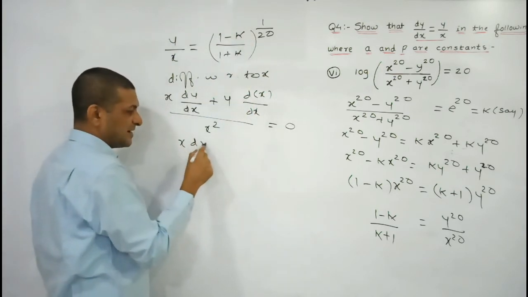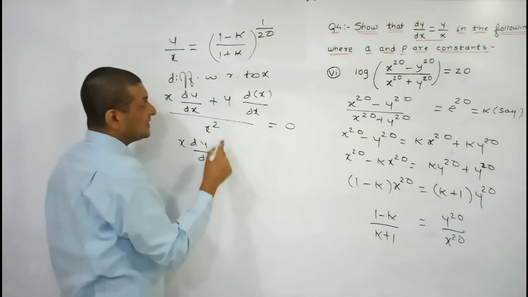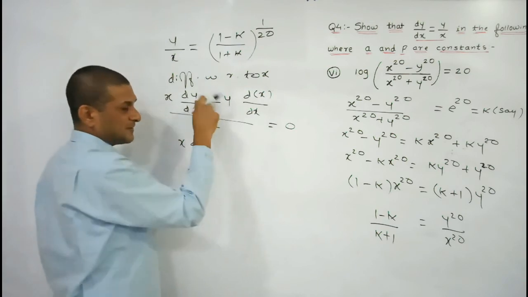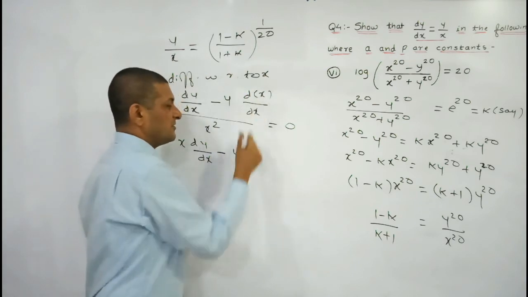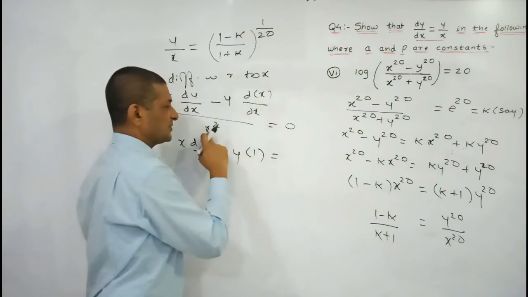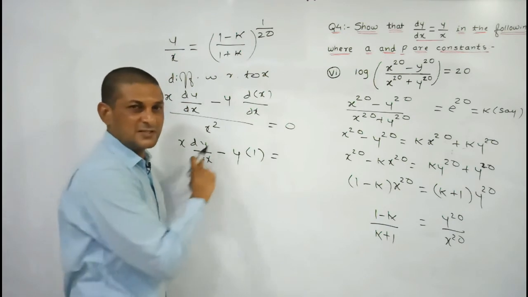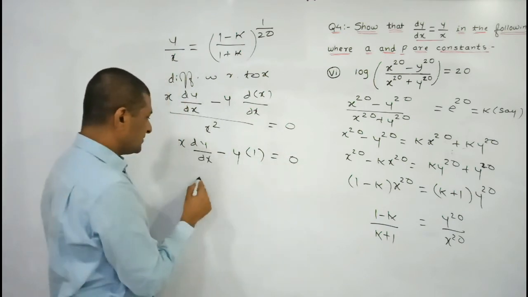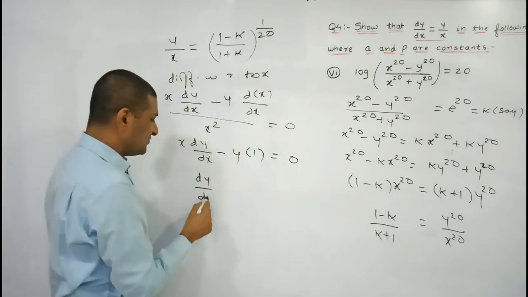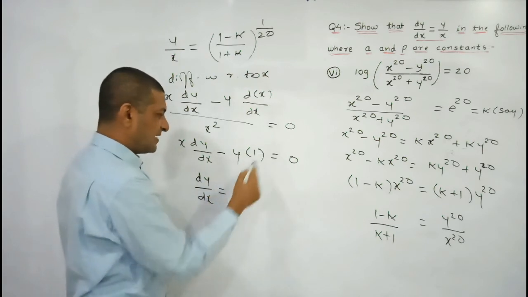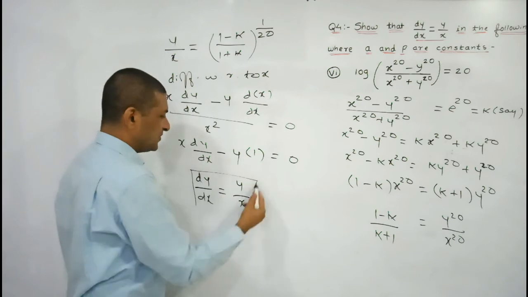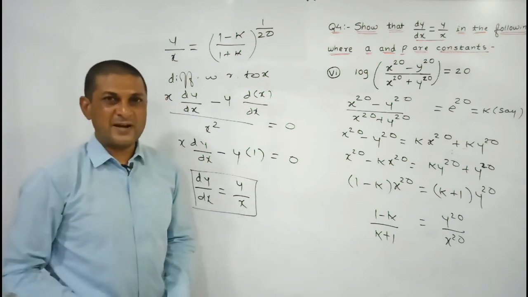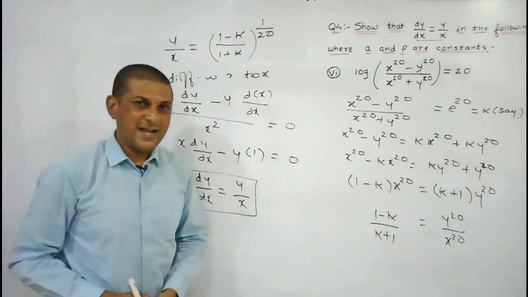x into dy by dx, keep it as it is. Sorry, minus is there because according to the quotient rule minus is there, minus y. Derivative of x with respect to x is 1, and x square coming here gets multiplied by 0, 0 into x square is 0. So dy upon dx will be equal to minus y will become plus y, and x multiplied here will be divided. In this way we have got the value of dy by dx equals y by x.